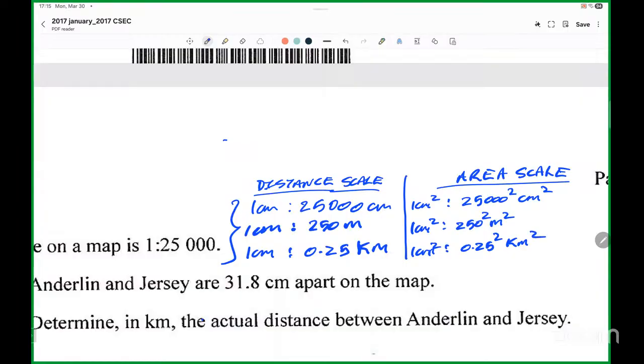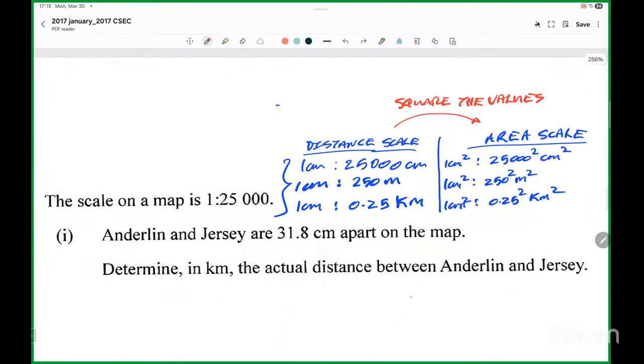You go from distance scale to area scale, you square the values. Square the values on the distance scale. That's all you have to do. You get the area scale. Square the distance values, you get the area values. So if you're doing a calculation in area, it means that 1 centimeter squared on the map will be 25,000 squared centimeters squared on the land. All right? That's all you have to do. Well, that's what it says now.